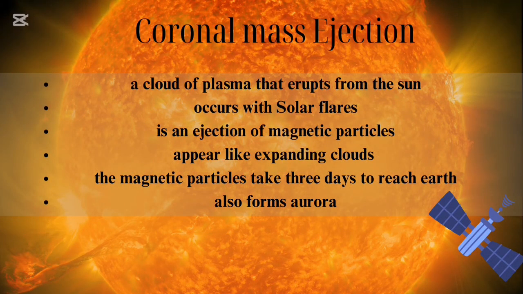Coronal mass ejection. Coronal mass ejection appears as a large cloud made up of magnetic gaseous particles shooting outward from the Sun and occurs together with strong and large solar flares. Coronal mass ejection shoots magnetic gaseous particles outward into outer space and appears like an expanding cloud. Magnetic gaseous particles shooting outward into outer space at high speeds take 3 days to reach the Earth. The magnetic gaseous particles interact with the atoms and molecules in the Earth's atmosphere to produce aurora.